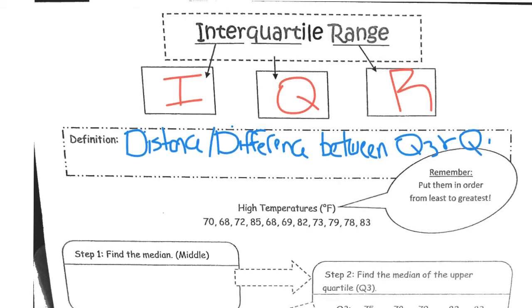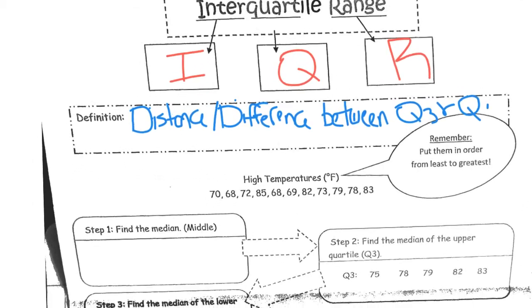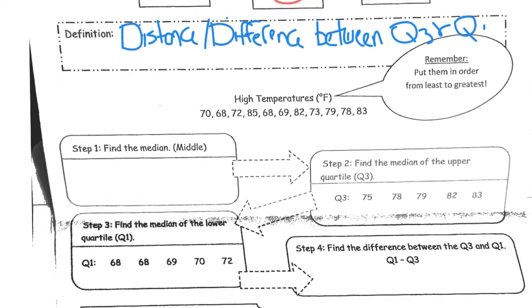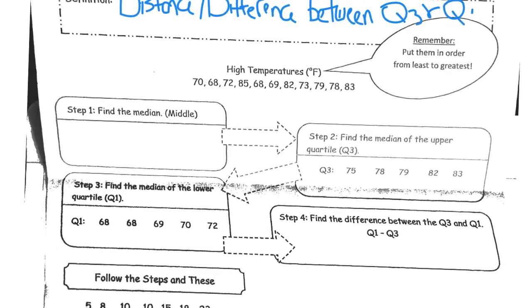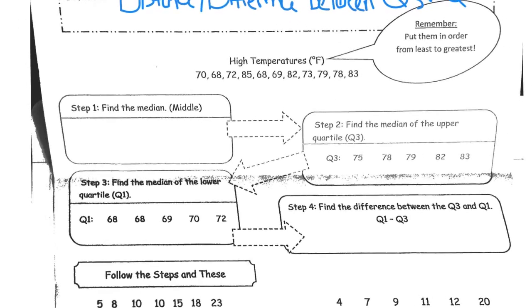Now, they give us an example down below, so we're going to go through this example. They say that these are the high temperatures. Maybe it was on the same day across the United States, or for Texas in the month of, that looks like it would be March. So we're going to take these high temperatures and we have to organize them. Our step one says find the median. But we have this little bubble over here that reminds us we have to put these in order from least to greatest. So let's go ahead and start ordering them.